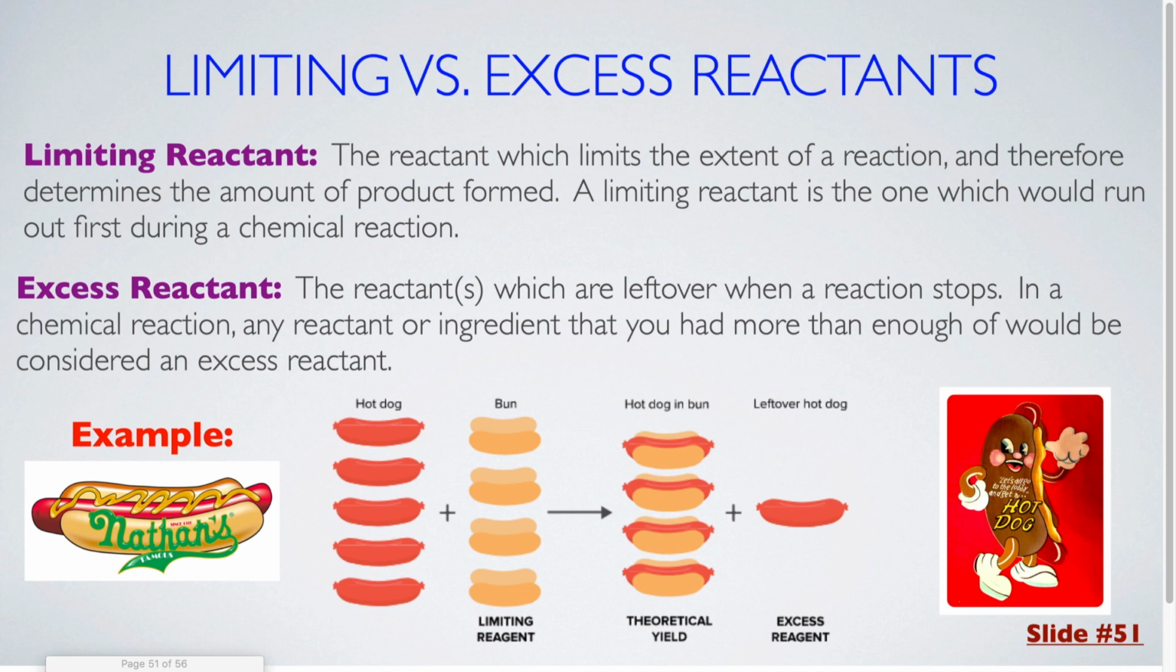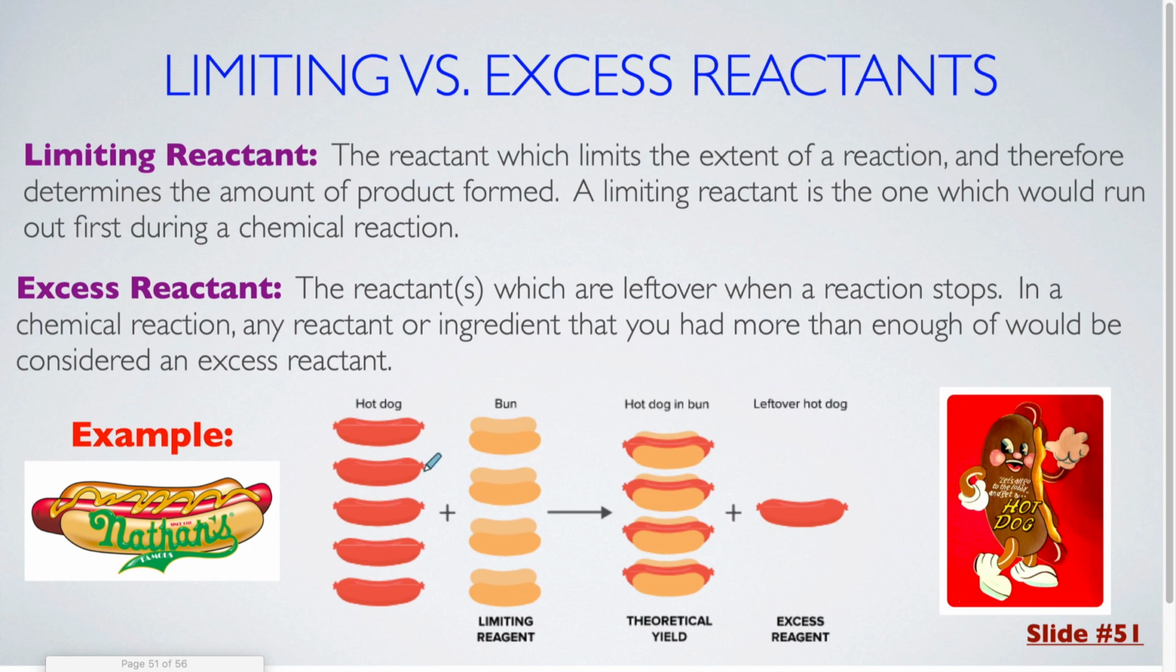In a chemical reaction, any reactant or ingredient that you had more than enough of will be considered an excess reactant. In the example shown below, we have a situation where we're making hot dogs. So you need hot dogs and you need a bun. So here we have 5 hot dogs, but we only have 4 buns.